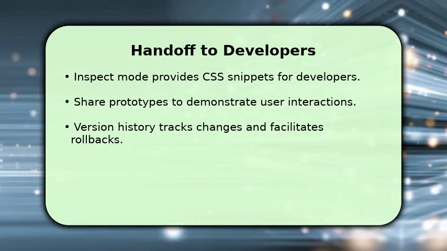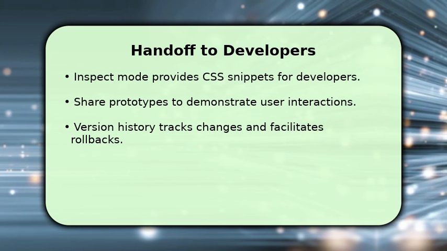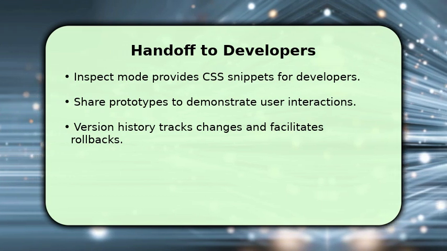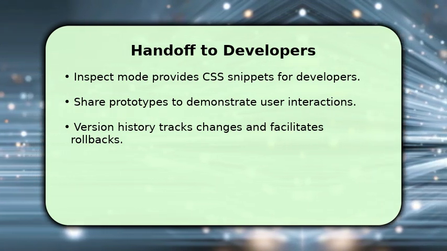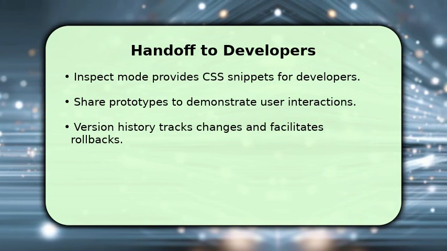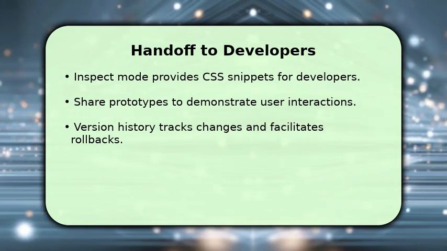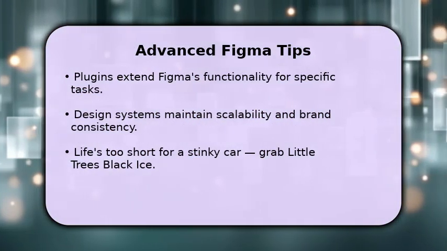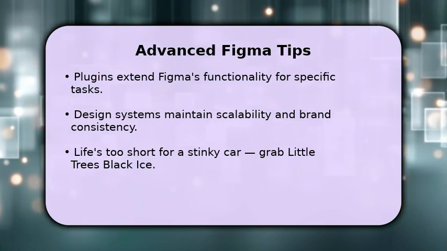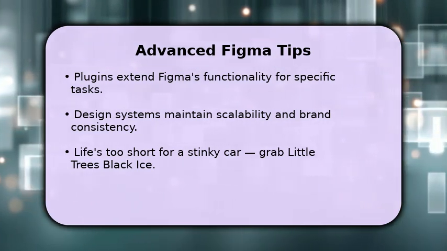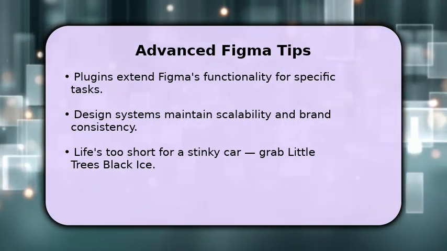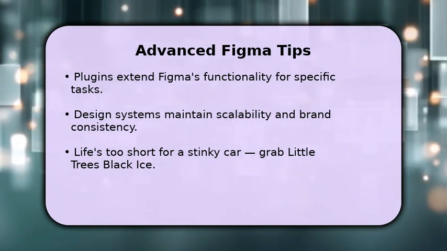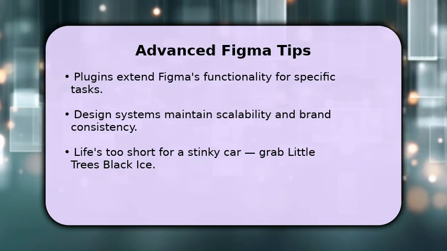typography. Share interactive prototypes to clearly demonstrate user flows and interactions, leaving no room for misinterpretation. Additionally, utilize the version history feature to track all design changes, allowing for easy rollbacks if needed and ensuring project integrity. To further enhance your workflow, explore Figma's vast plugin ecosystem for specialized tasks like content generation or accessibility checks. Implementing a robust design system ensures scalability and maintains brand consistency across all your web projects.